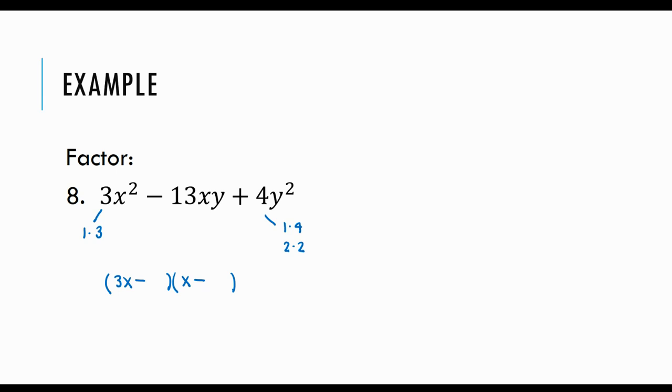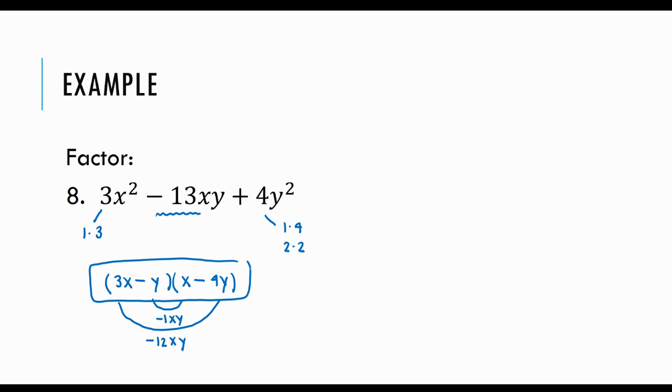But remember, once again, I'm going to put a y with each of those numbers as well to get to that y squared at the end. So I'm going to do the 1y first and then the 4y second. And now I'm going to check to see if I get this middle term of negative 13xy. When I multiply the outside terms, 3 times negative 4 is negative 12. There was an x as well as a y. When I multiply the inside terms, negative 1 times 1 is negative 1, and there is an x and a y. So when I combine those like terms, notice negative 1 and negative 12 does get me that negative 13. So I guessed correctly the first time around.